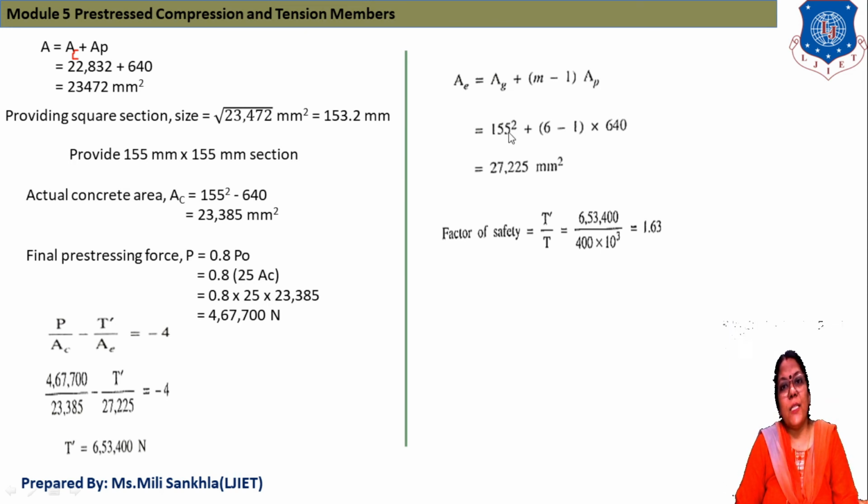Now my equation of equivalent area AE is equal to AG plus m minus 1 into AP. AG is the section gross area 150 into 150, m is 6 minus 1, AP is equal to 640, and here we get 27,225 mm square. Now the factor of safety is equal to T dash by T, that means this one is the new external load and this one is our actual external load. From the ratio of T dash by T we get 1.63, that means the FOS for this new section is 1.63. Here our example of the tension member is complete.